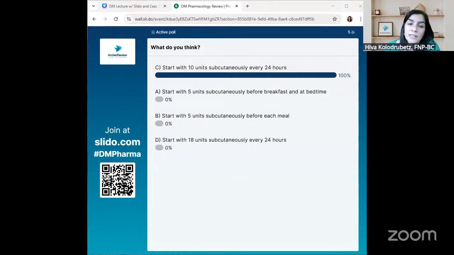Right off the bat, you can eliminate A and B because those are mealtime. Remember, Lantus is your basal. And so it was between C and D with that 24 hours. That's how you're going to give it.